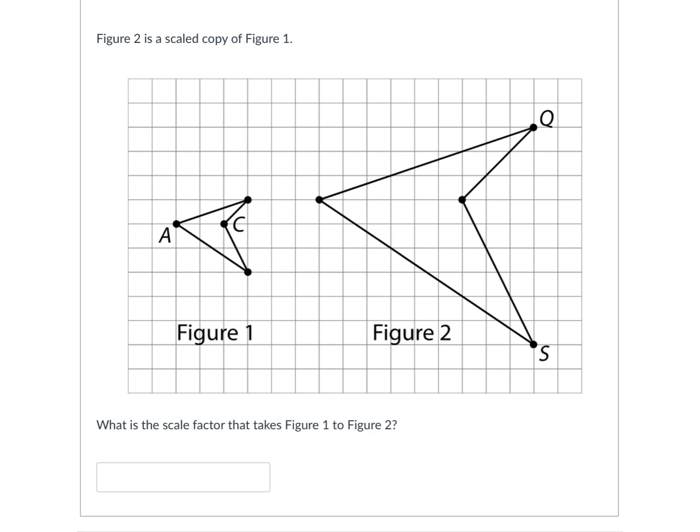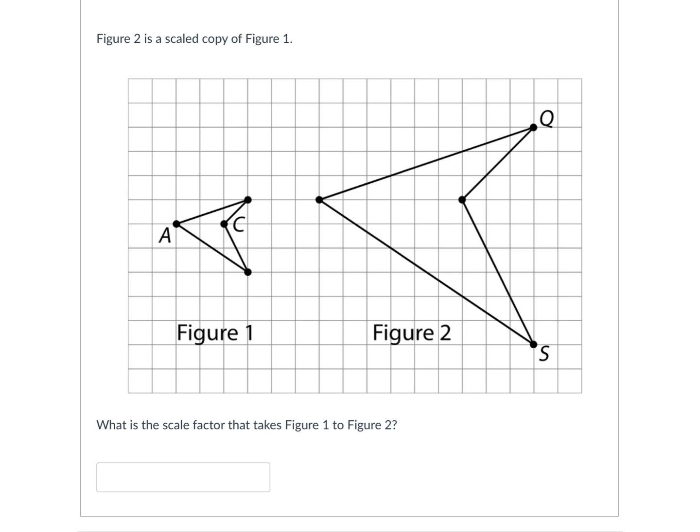All right, on number 2, it says, what is the scale factor that takes figure 1 to figure 2? Now, if you notice, all of the side lengths are diagonal, so we can't figure out the scale factor using the outside lengths. But what we can do is we can use the inside lengths, or straight up and down or side to side lengths.